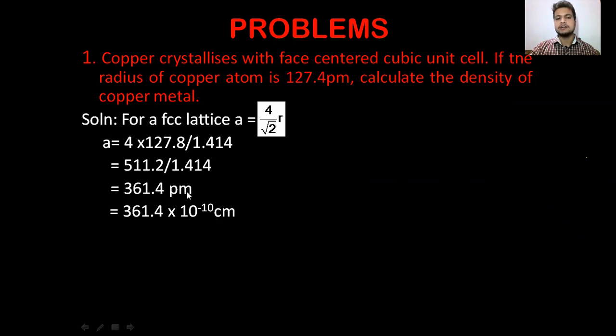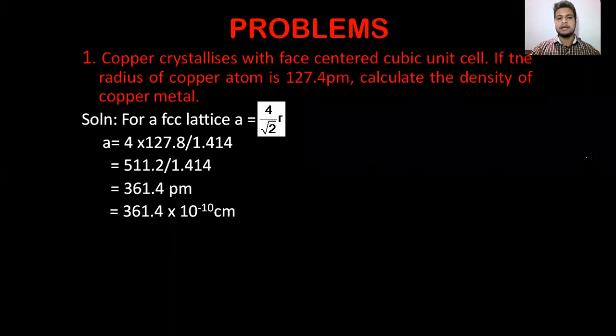Once I get this 361.4 picometer, now I'll convert that into centimeter. Usually the density is expressed in gram per centimeter cube. So I have to convert picometer to centimeter, and the way to convert is 361.4 into 10 to the power minus 10 centimeter. Remember that 1 picometer is 10 to the power minus 12 meter. In terms of centimeter, it is 10 to the power minus 10. So that is how we convert it.